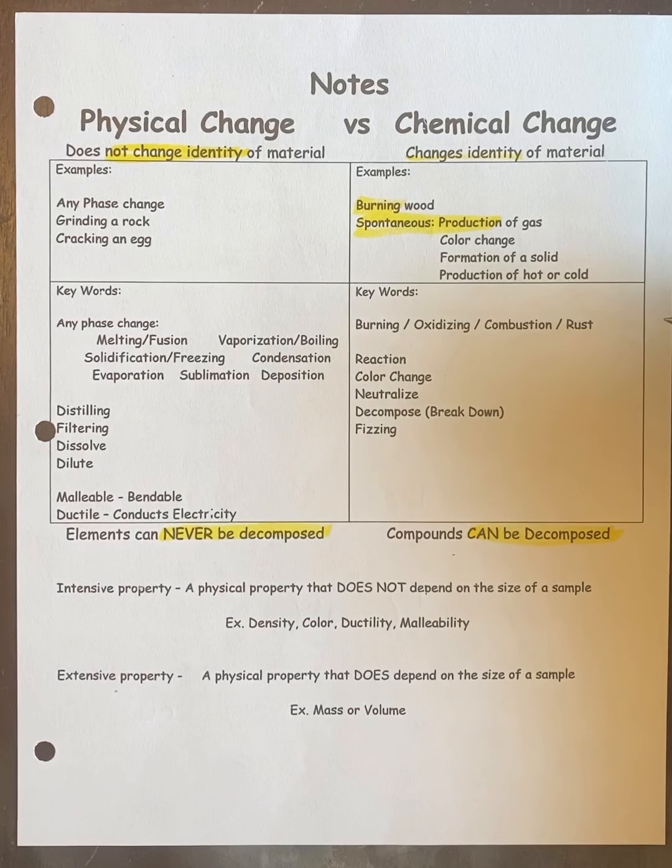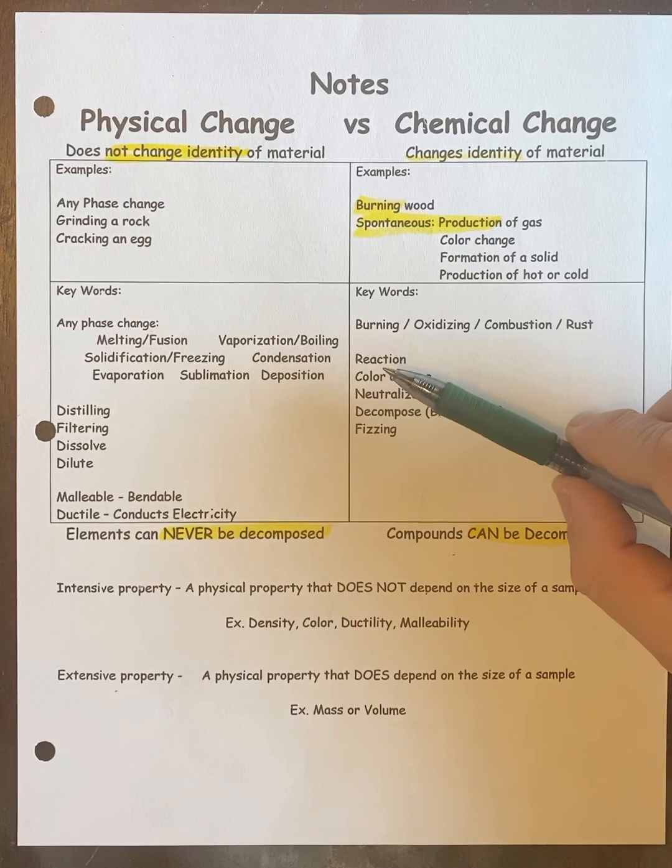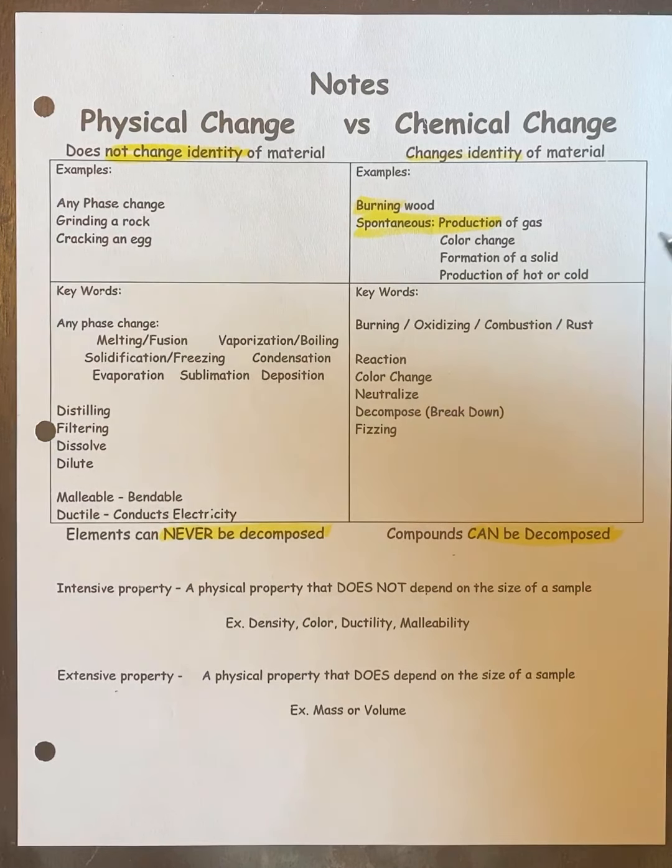So, keywords for identifying chemical and physical changes. We'll start with chemical. There's fewer of them. So burning, oxidizing, combustion, or rust. These are all actually the same process. It's when you add oxygen to something. There's really not much of a difference between burning and rusting, or oxidizing and combustion, more about speed and things like that.